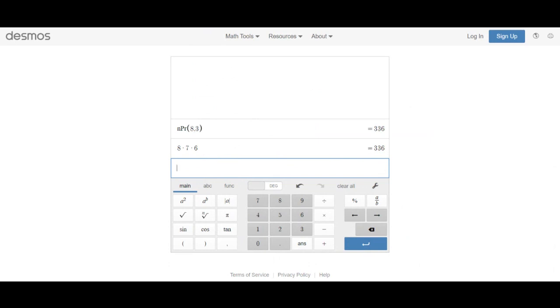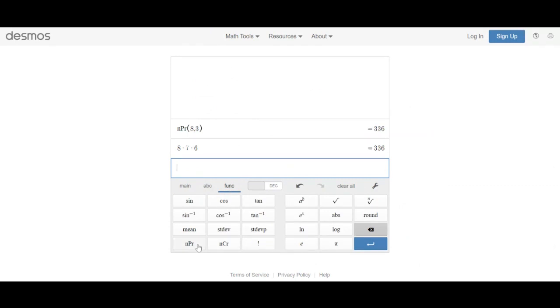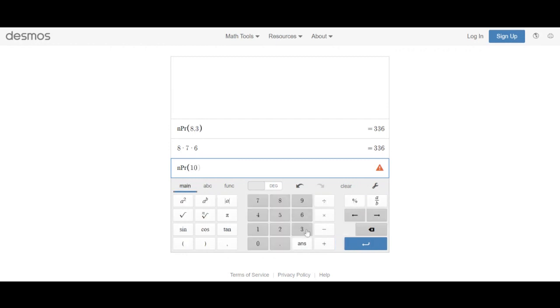In that case, it's still nPr. The only thing different now is that there's 10 people instead of 8. So it'd be 10. Let me do it this way. 10, comma, 3, close parentheses, 720 in this case. So there'd be 720 ways in the second part of the question, because they're saying there are 10 people there.